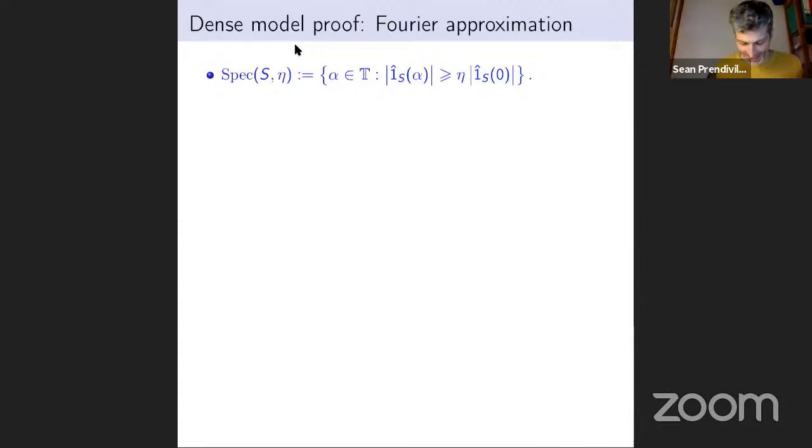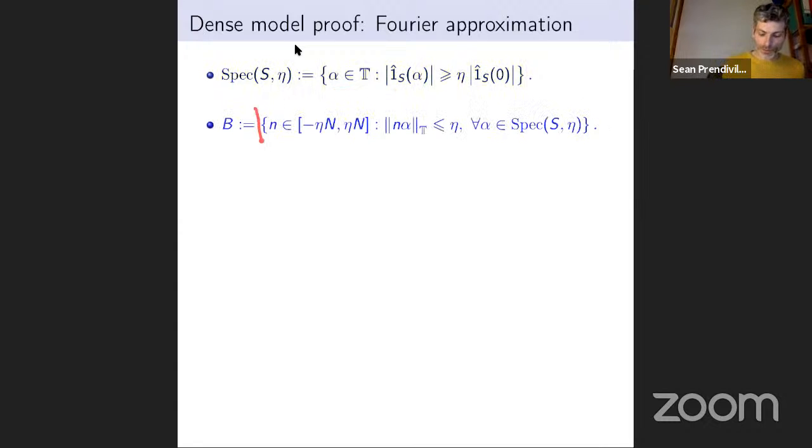And let's just get into the concrete details. So let's define the spectrum more properly. It might be hard to parse this on first reading. It's just a set of frequencies where our Fourier transform is eta large. Don't worry too much about this definition of B. It's a Bohr set, and you'll see why this is a good choice of sets shortly. So don't try and parse this too hard at the moment. It's the set of integers in this eta short interval, such that when you multiply n by a frequency coming from the large spectrum, you're approximately equal to 0 mod 1. So we'll see why that's useful.